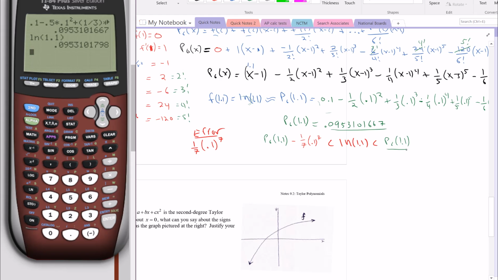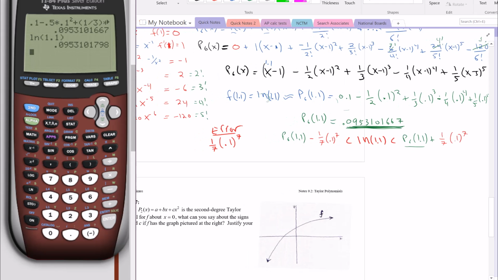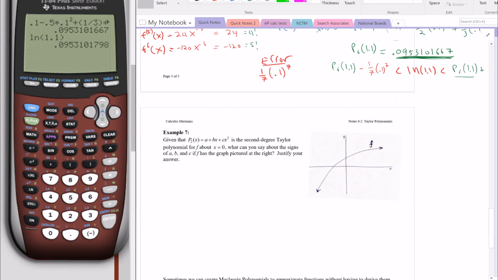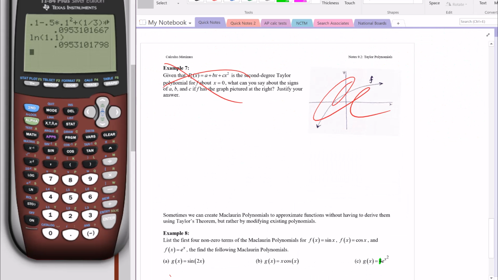When I write this P6 of 1.1, what I'm trying to say is it's this guy here, plus the seventh term, which is... right, the natural log has to be somewhere in between those two. And we could calculate what that is, but I don't want to bore you to death. So maybe do it in your calculator and see what the actual decimals are and make sure the natural log's in the middle. Okay, we are not going to do this piece right here, so feel free to use this space up here for what we're going to do next.